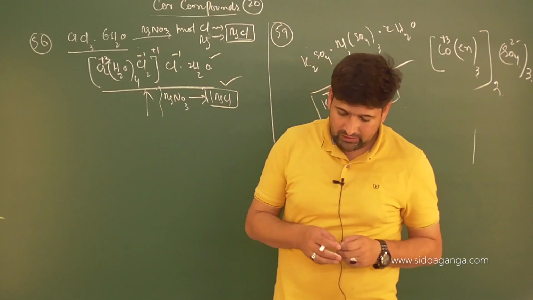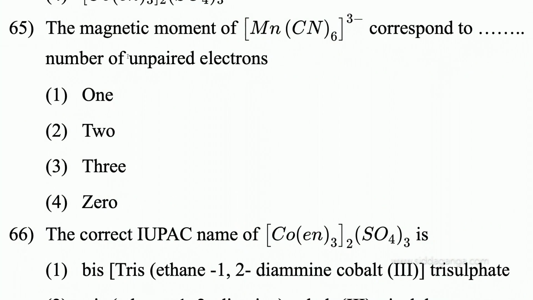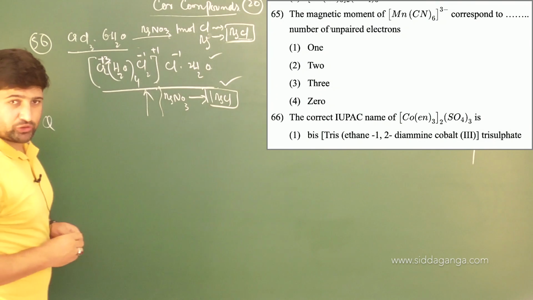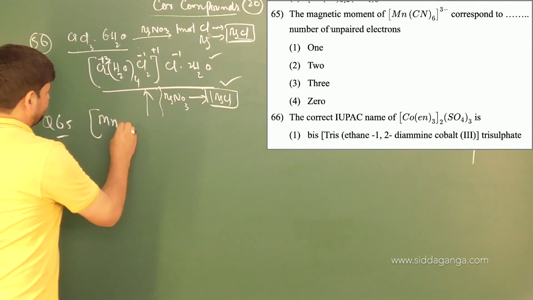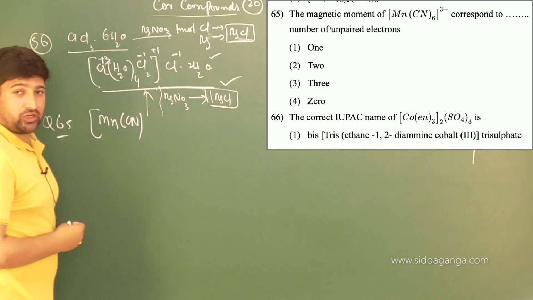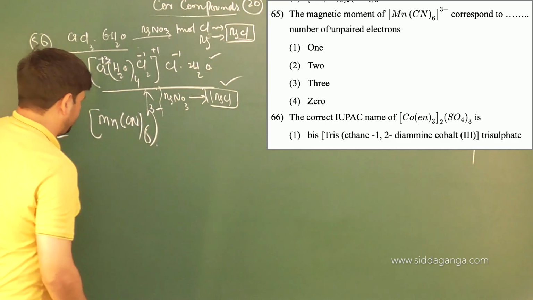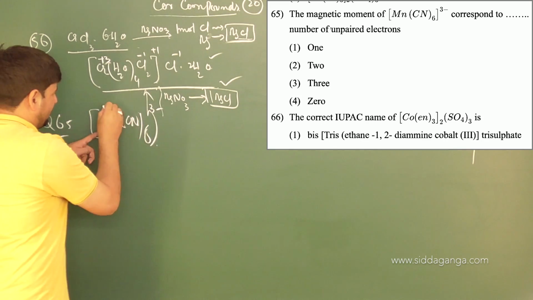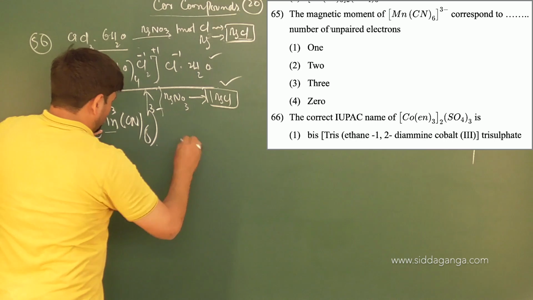Next question. Question 65. The magnetic moment of [Mn(CN)6]3- corresponds to how many unpaired electrons? Now the question that's asking you is question number 65. The complex is Mn(CN), how many times? 6 times. Charge is 3-. Have a look at this question carefully. Manganese is under +3 oxidation state.